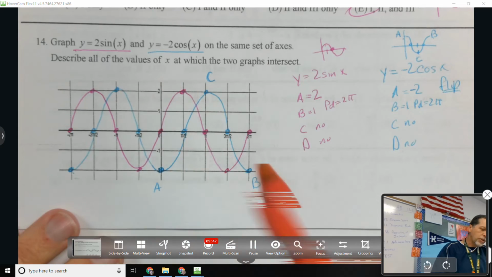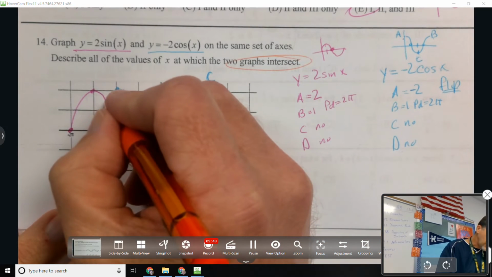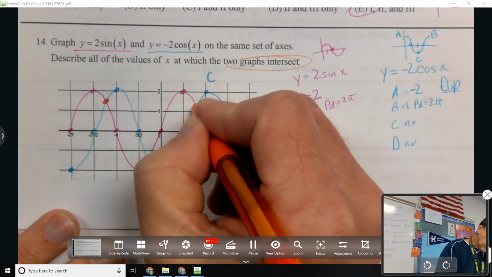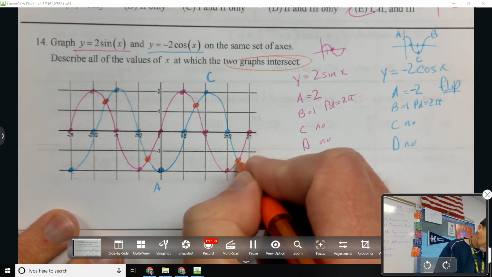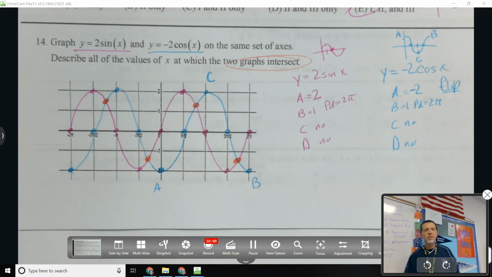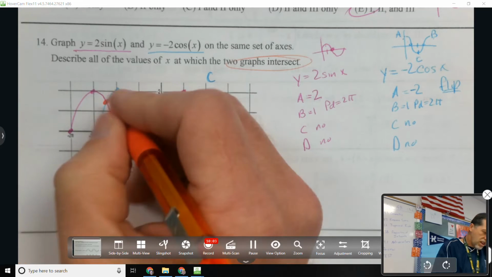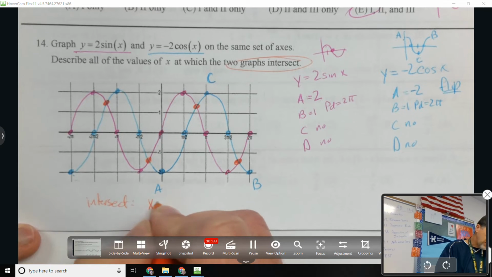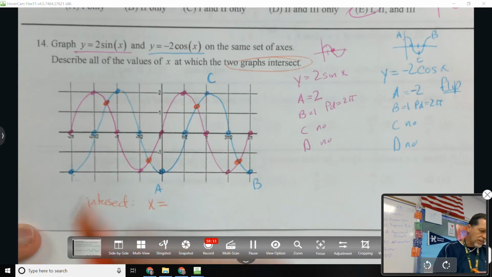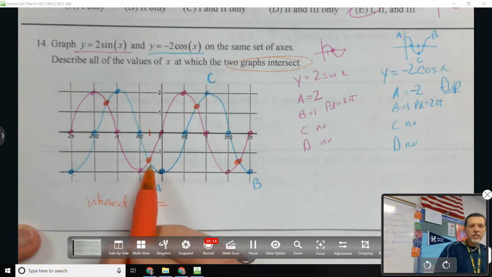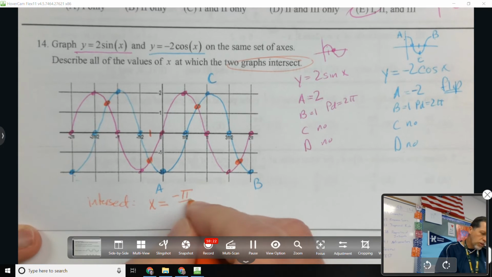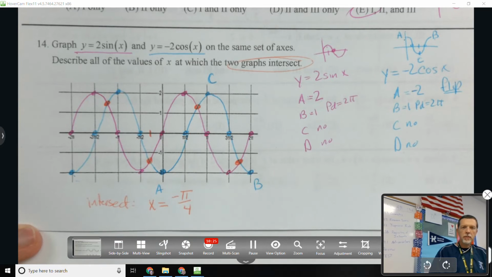Describe all the values of x at which the 2 graphs intersect. Well, they intersect there, and there, and there, and there. Now that's not much of a description to just say there. So they intersect at x equals. Let's pick the easiest one first, I think. So this one that's closest to x equals 0, what x value is that? Negative pi over 4. Because it's in between 0 and pi over 2.